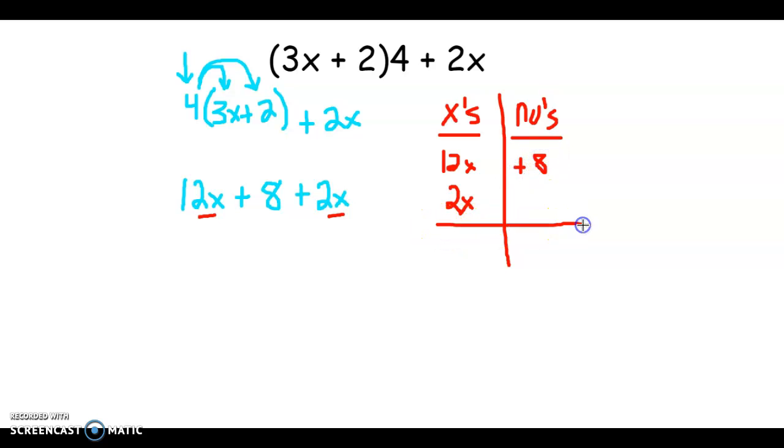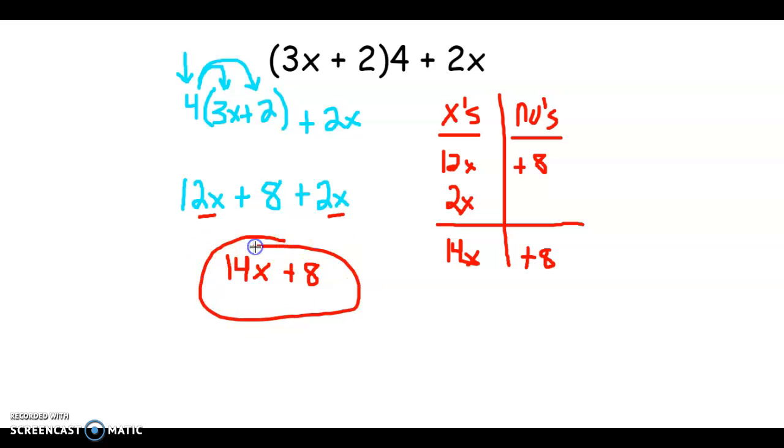I then go ahead and add them together. 12x's plus 2x's are 14x's. And I bring down my plus 8. Oops, sorry for that sloppy 4. And my final simplified answer is 14x. Notice I didn't write it over there. I better write it. Plus 8. I can't go any further, so I am done. Good luck.